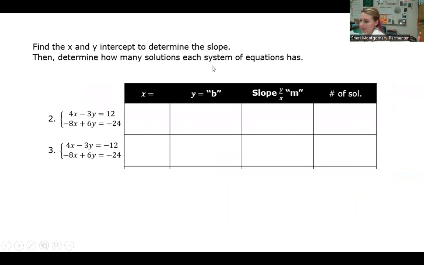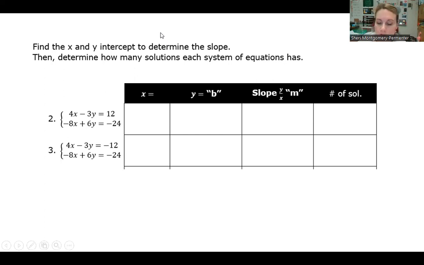Next, down at the bottom, it says find the x and y intercept to determine the slope. So that's the same thing that we just did at the top of the page. And then determine how many solutions each system has. To determine the amount of solutions, this is the paper that I just passed back. It talks about whether you have no solutions because you're parallel, whether you have one solution because they intersect, or you have infinitely many solutions because they're actually the same exact line.